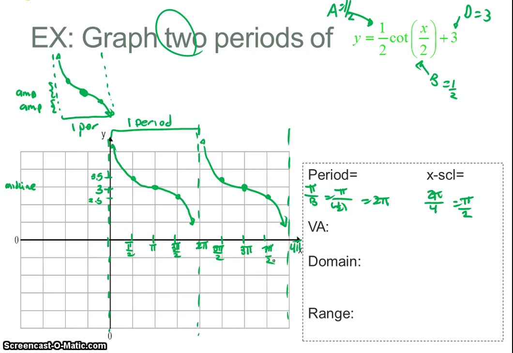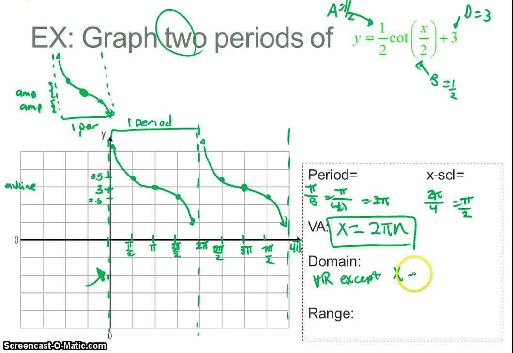So I'm going to write the equation of the vertical asymptote. It's going to be x equals the first non-negative asymptote, which is here at 0, so I'm not going to write it, plus the distance between the asymptotes, and the distance to the next one is 2 pi away, so 2 pi n, or n times 2 pi. The domain is going to be all real numbers except where my vertical asymptotes are, because it's not defined there. So all real numbers except x equals 2 pi n, and the range goes from -infinity up to infinity, or all real numbers. Okay, so that is the first example.